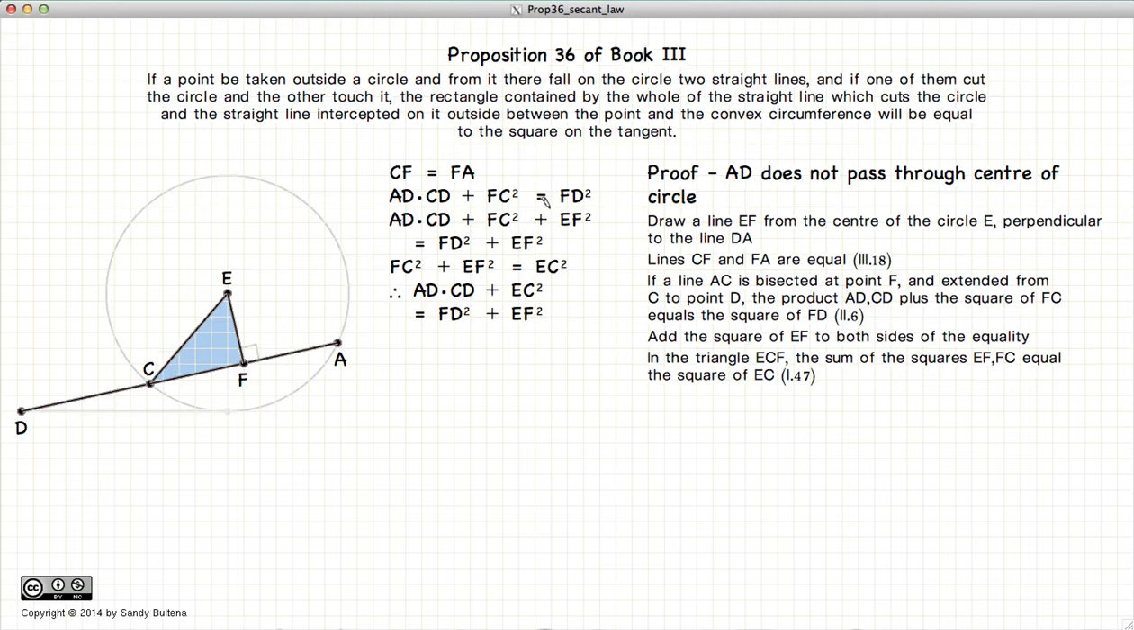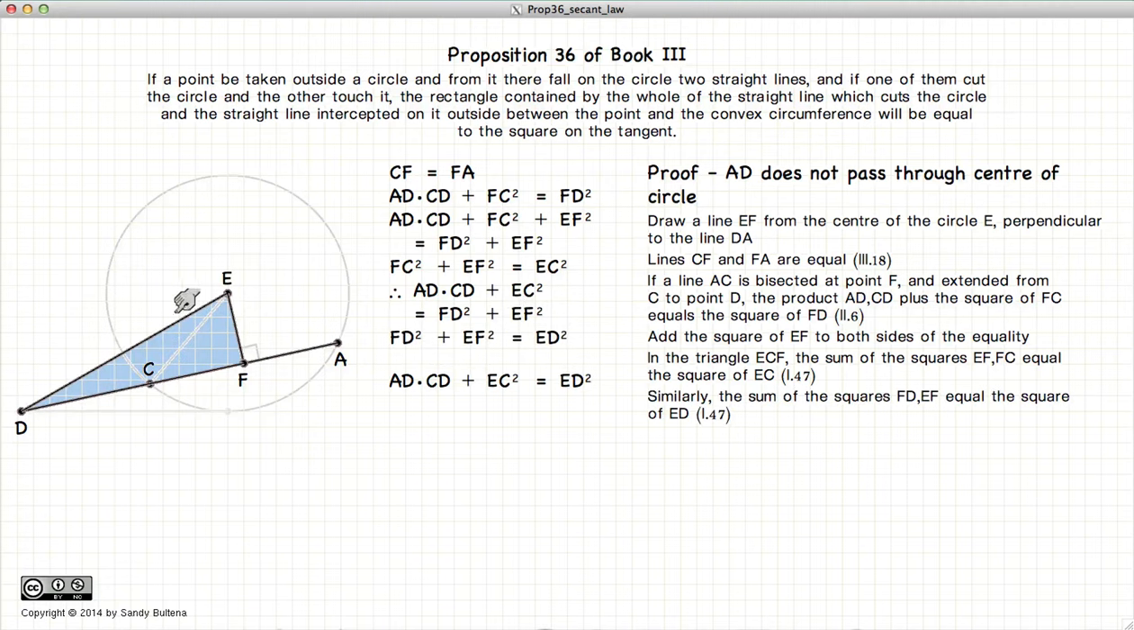Again, if we're looking at this equation here, since FC squared plus EF squared equals EC squared, I'm taking this and I'm replacing it with EC squared and rewriting it. So I have that AD times CD plus EC squared is equal to FD squared plus EF squared. If I draw another triangle, EDF, I have EF squared plus FD squared is equal to ED squared. So I'm simply taking this one and replacing it into the equation and rewriting it. So now I have that AD times CD plus EC squared is equal to ED squared.